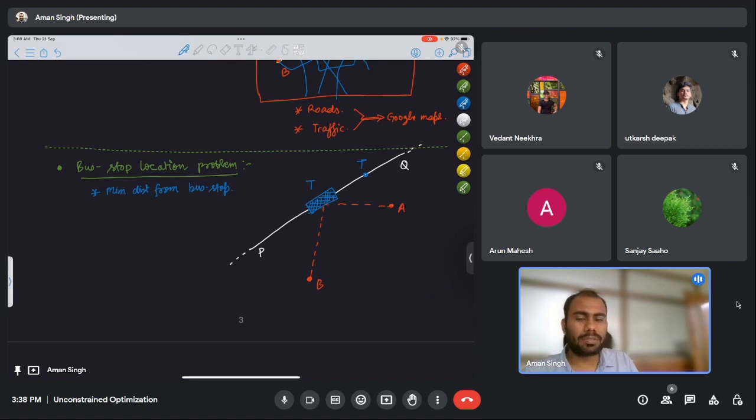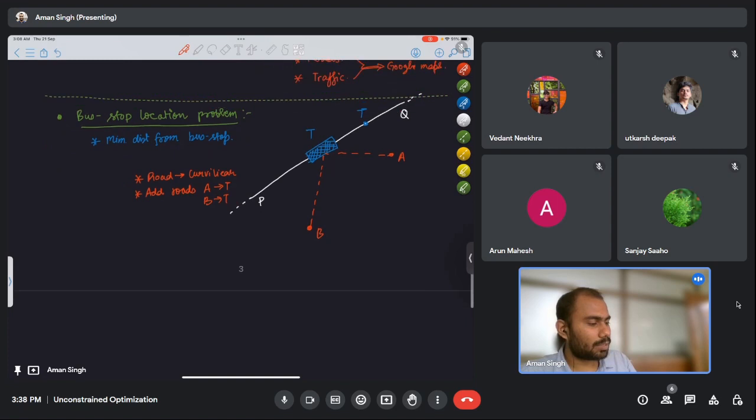You might have solved these problems in your class 10th or 12th through geometrical ideas. You can solve it that way, but this problem can also be posed as an optimization problem. Basically here you want to optimize the distance from A to T and B to T, straight line distance for now. If you want to make the problem a little bit more interesting, then the road can be curvilinear rather than a straight line, and you can also add roads from A to the bus stop or B to the bus stop rather than straight lines. All these things will make this problem statement interesting. So this is one of the problem statements where optimization can be used.